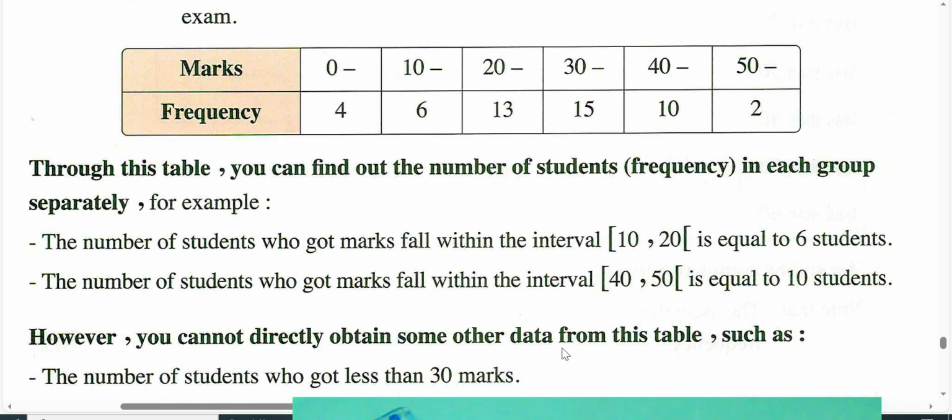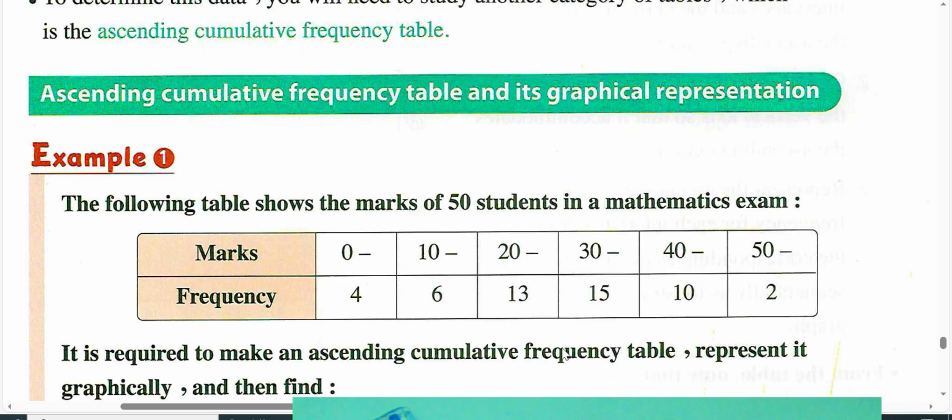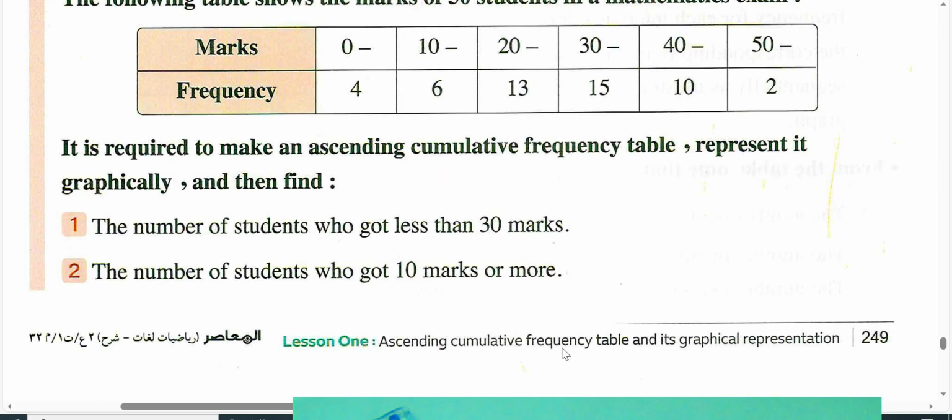We can convert the table, like another example here. We can draw a cumulative frequency table to represent it graphically and find the number of students who got less than 30. Less than 30, we can collect 13 plus 6 plus 4, which equals 23. The number of students less than 30 is 23 students.